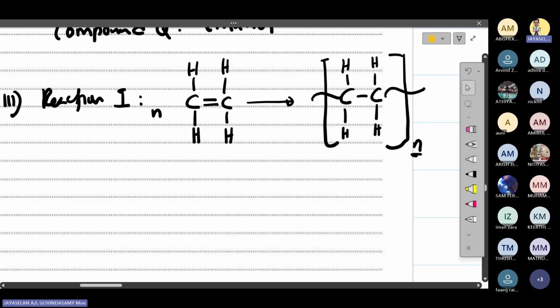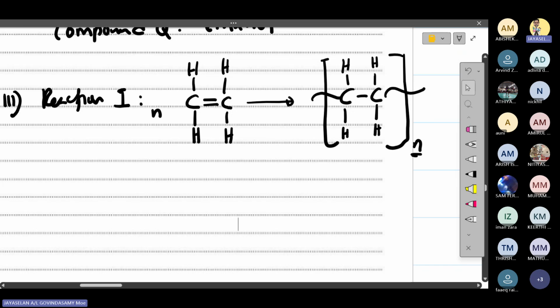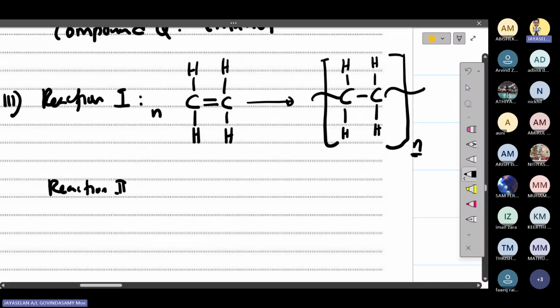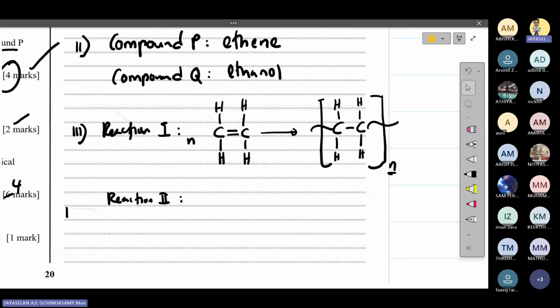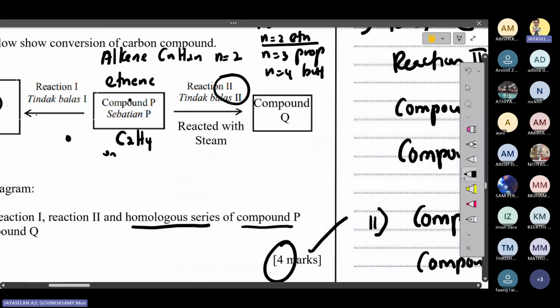Who got this answer right? Raise your hand. Okay, Arwin got it. Only 2 people got it, the rest keep trying. Okay, now I go to reaction number 2. Then you go and check. It's very easy, no? You practice, you get it. Now your eyes focus on reaction number 2.